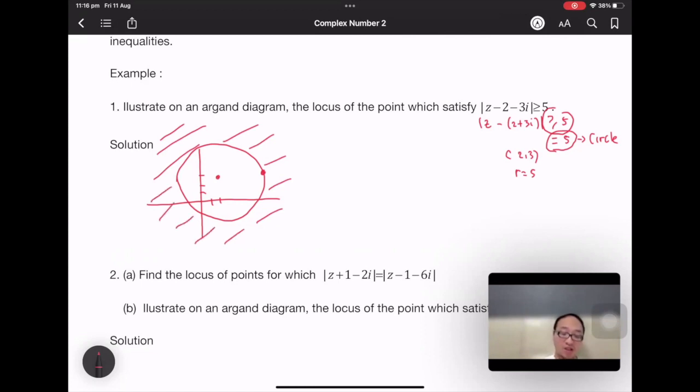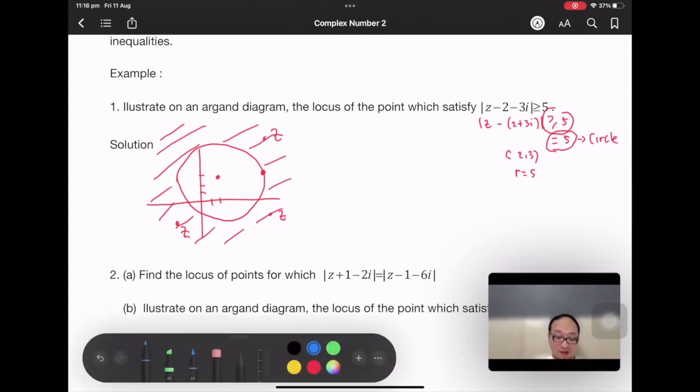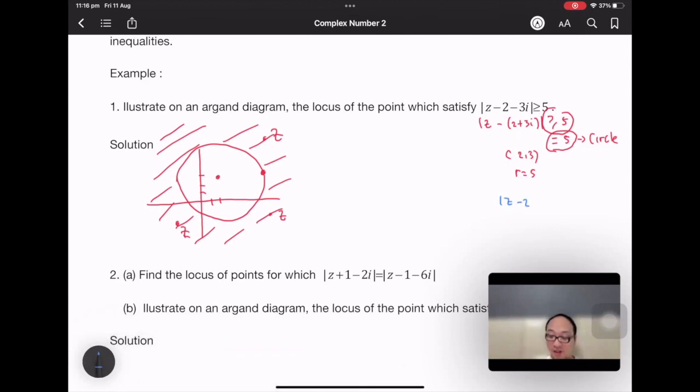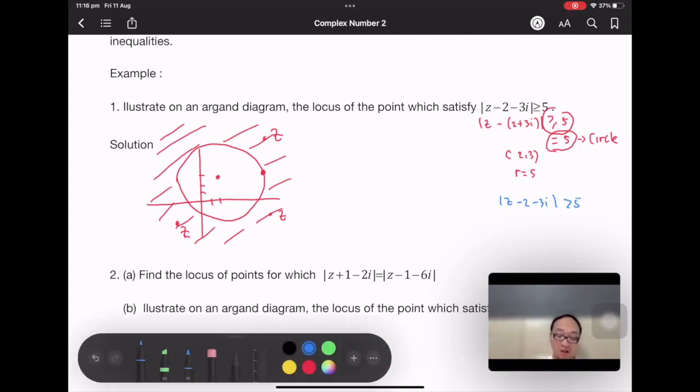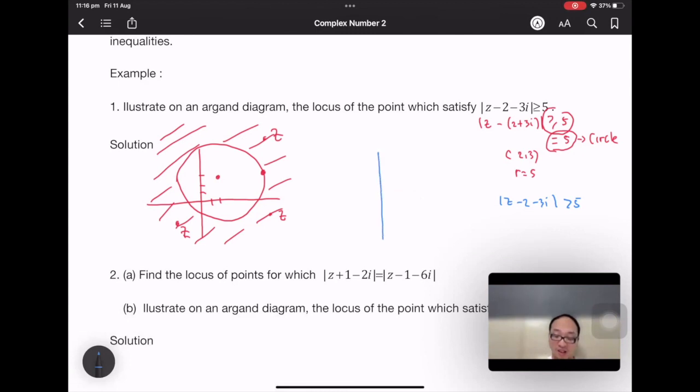So the set of the regions of the complex number that satisfy this inequality will be the z outside of the circle, center at 2, 3, radius 5. If the inequality is z minus 2 minus 3i greater than 5, there is no equal sign there. So you have to draw it in this line.